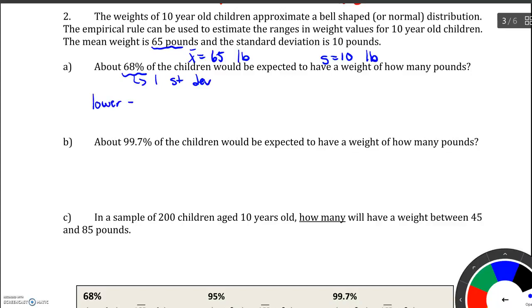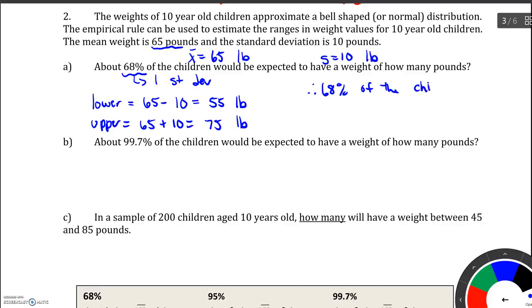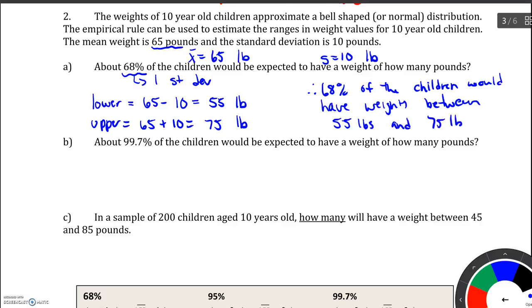So our lower limit is the mean minus 1 standard deviation, so that would be 55 pounds. The upper limit is the mean plus 1 standard deviation, so that would take us to 75 pounds. So therefore, 68% of the children would have weights between 55 pounds and 75 pounds.